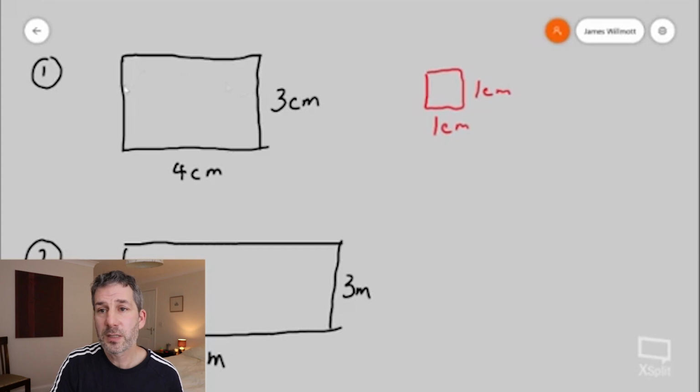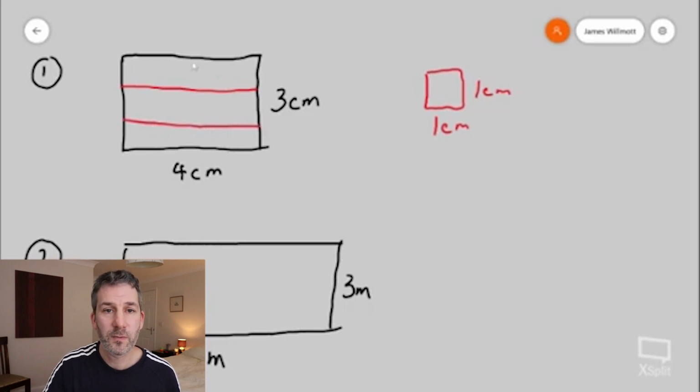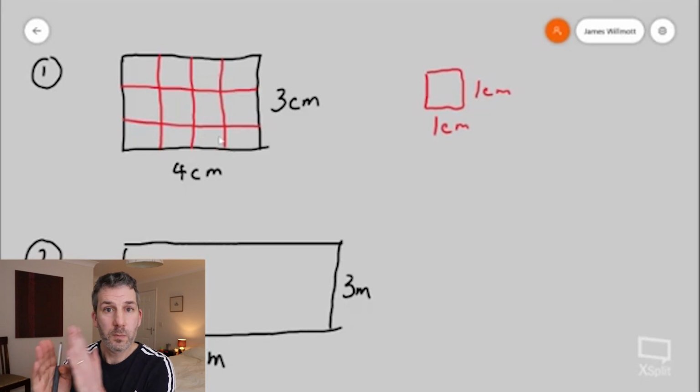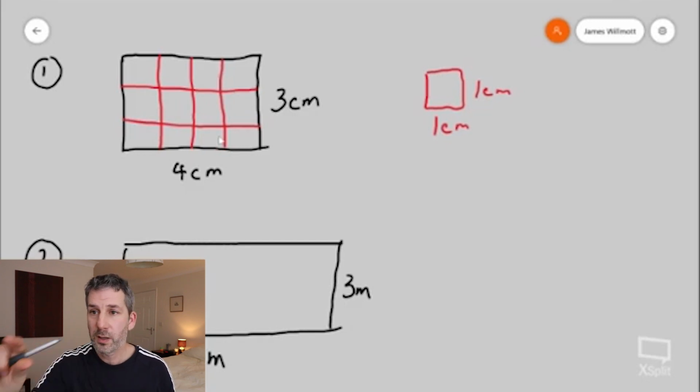If it's 3 centimeters high, you can see that we would have 3 rows of squares for each centimeter, and it's 4 squares across, sorry, 4 centimeters across. So we would have 4 columns, and there would be 3 rows. So all we would need to do is to count up the number of squares inside that rectangle. There's 1, 2, 3, 4, 5, 6, 7, 8, 9, 10, 11, 12. Okay, that's all area is.